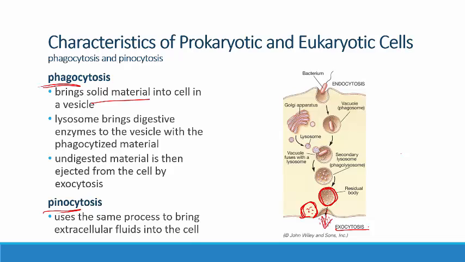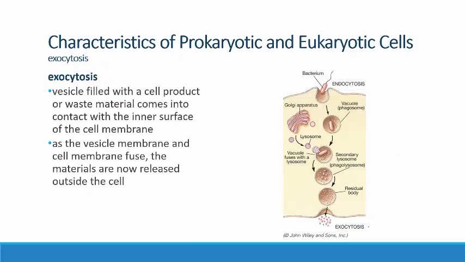So phagocytosis brings in chunks, pinocytosis brings in fluid, and exocytosis returns the membrane that we turned into a vesicle back to the cell membrane, and it dumps materials outside the cell. So here we see exocytosis mentioned on its own. Again, a vesicle that's filled either with cell product or with waste materials. So we definitely get rid of wastes after phagocytosis, but cells will also dump out cell products that they make.